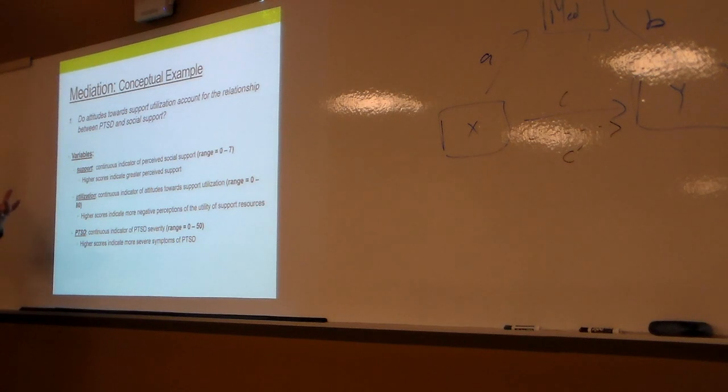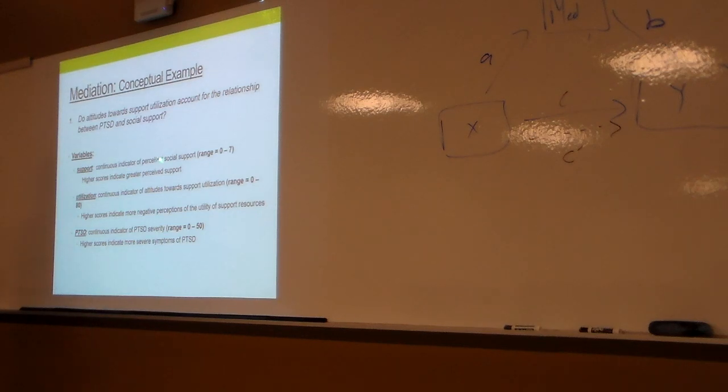My social support might be a billion, but if I don't engage it, if I don't utilize it, if I'm suspicious and don't feel that utilization of support networks is going to be a useful thing for me, then my social support is going to be low, right? And so what I want to test is whether or not this utilization construct accounts for the relation between PTSD and reductions in social support.